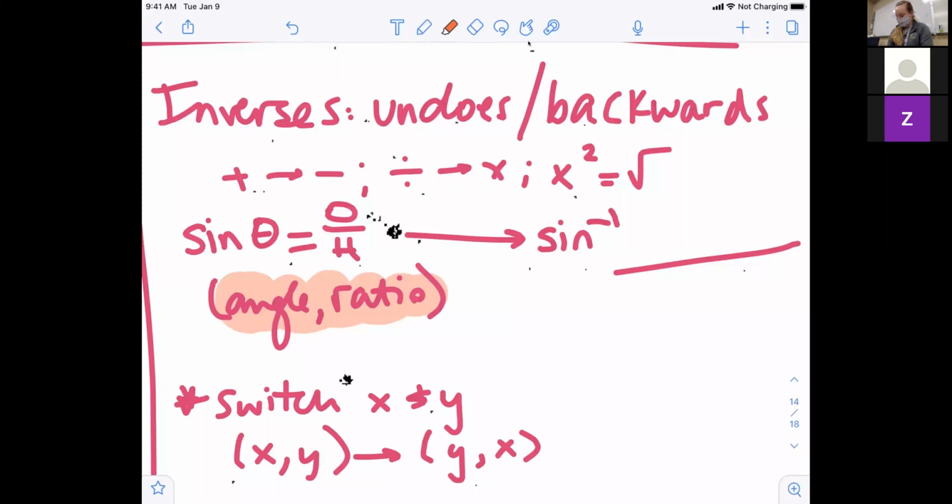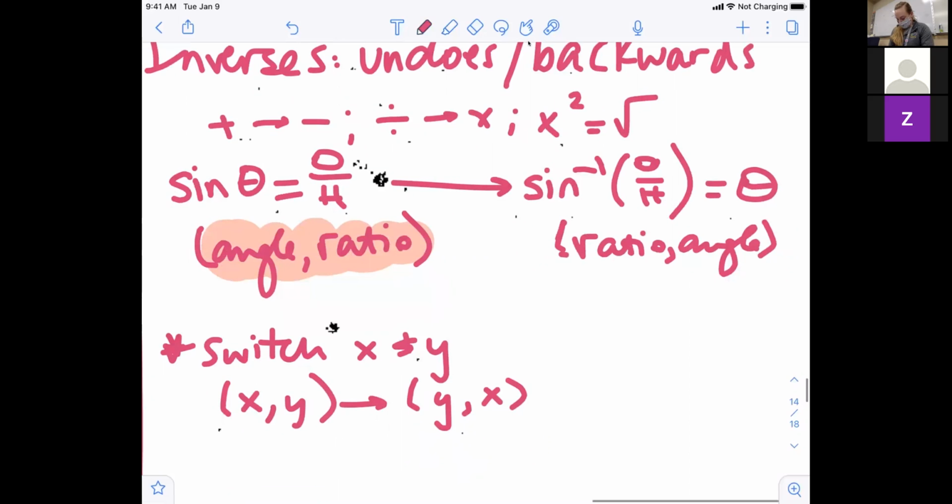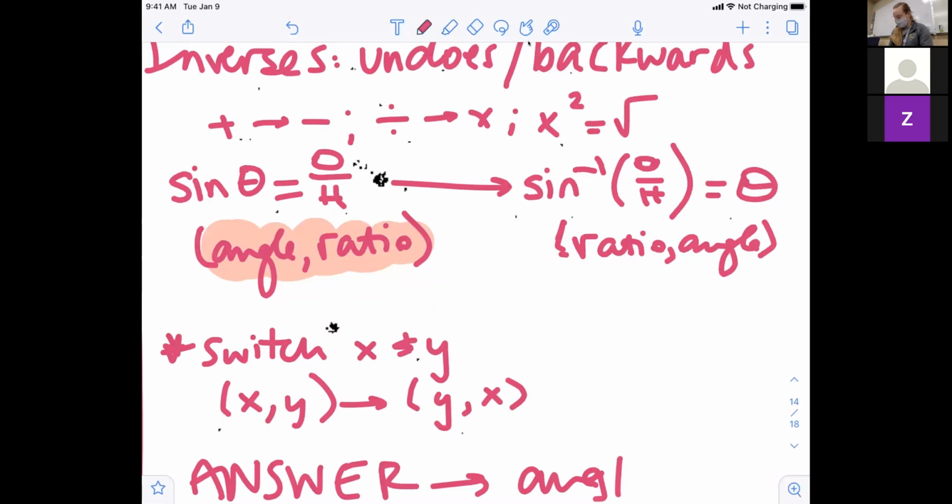When we do the inverse sine, we're not doing the inverse sine of an angle. We're going to do it of a ratio, like O over H, and my answer is going to be an angle. It's going to be theta. So this time I put in a ratio and I get out an angle. When my question is sine to the negative first of something, my answer is always an angle. So what I'm giving you in these problems is the ratio, and you're telling me at what angle that ratio happens.